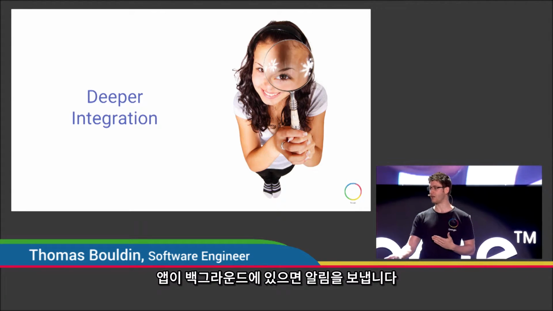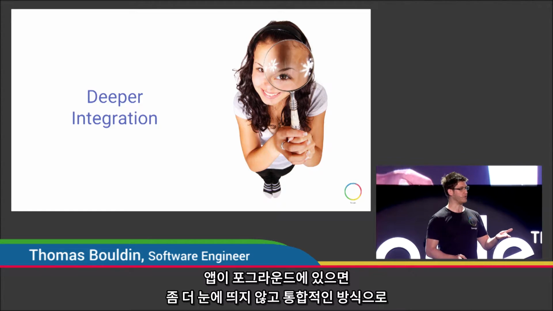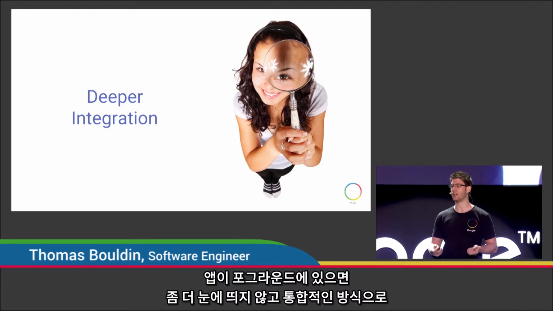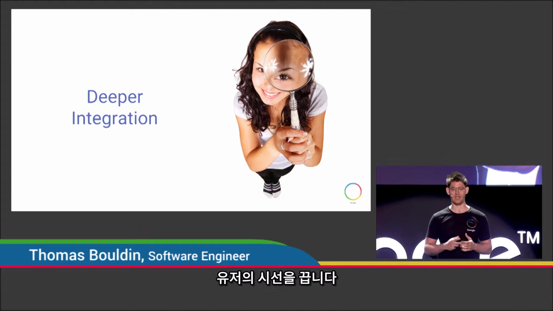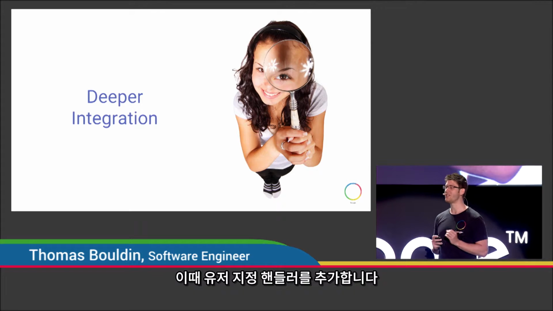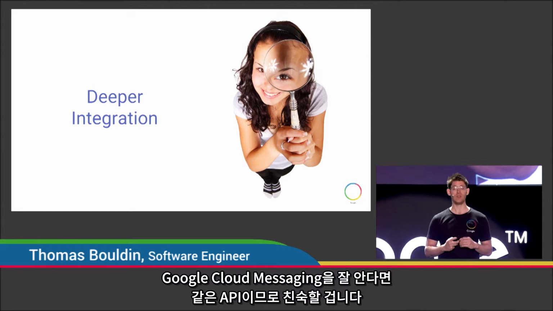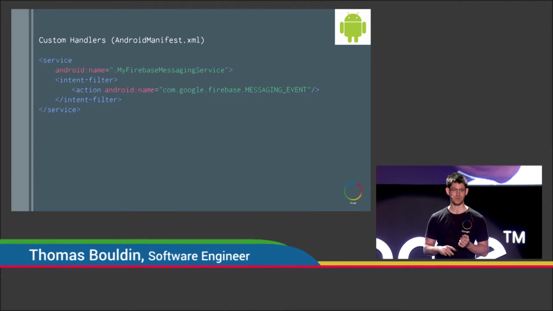If the app is in the background, you should raise a notification. But if the app is in the foreground, you have a more subtle or integrated way to get the user's attention, like highlighting a game board. In this case, you want to add a custom handler. And if you're familiar with GCM, that's great because it's the same APIs.